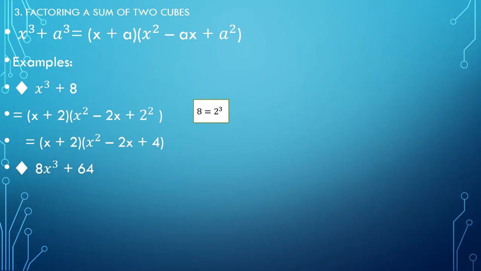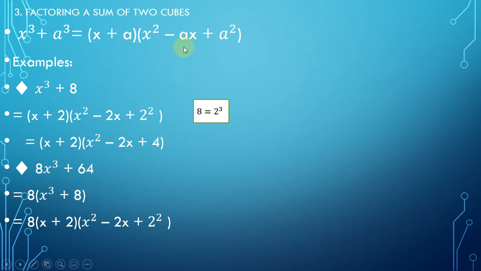Number 2 example. 8x cubed plus 64. So get the GCF of 8x cubed plus 64, which is 8. So 8x cubed divided by 8 is equal to x cubed. 64 divided by 8, so we have 8. So following this formula, we will now have an x and a. For a, we have also a cube. So 8 is equal to 2 cubed. So our a is 2.